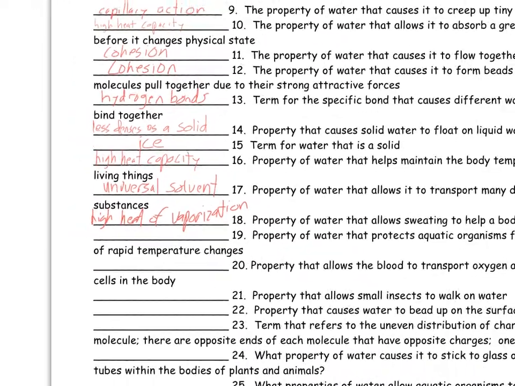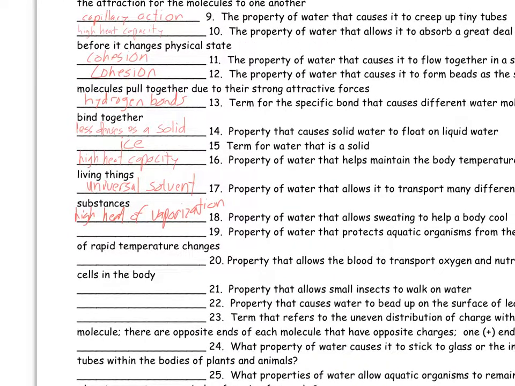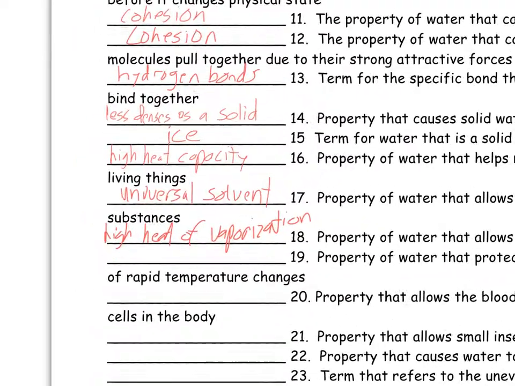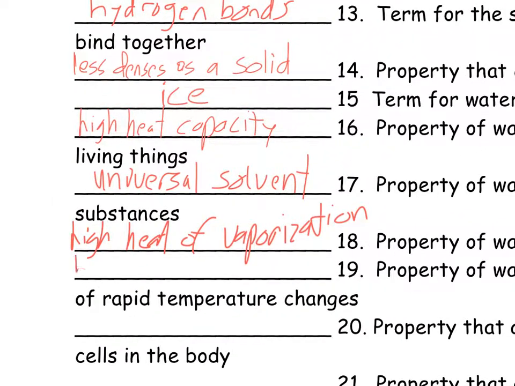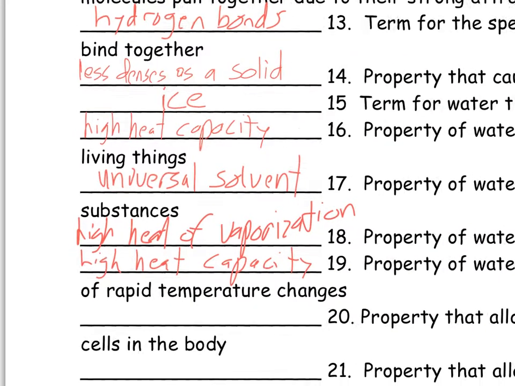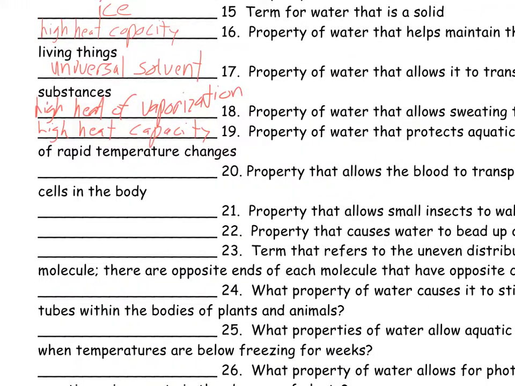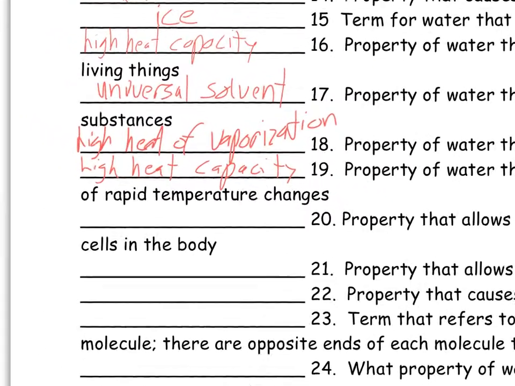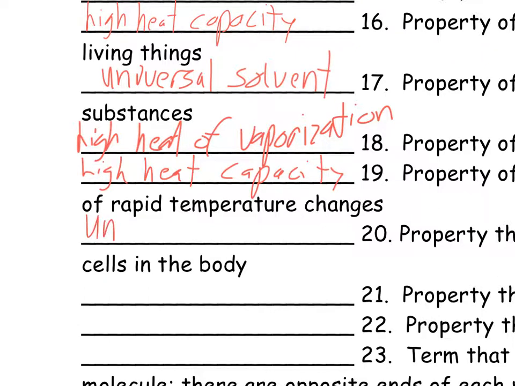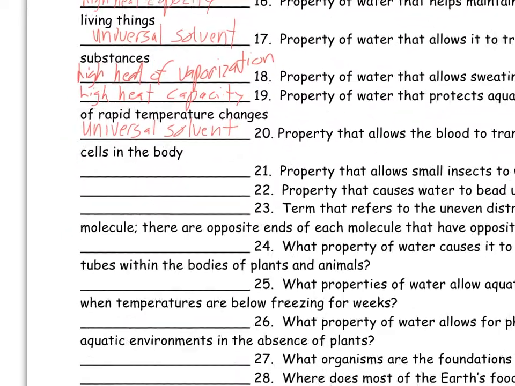All right, 19. Property of water that protects aquatic organisms from rapid temperature change. High heat capacity. 20. Property that allows blood to transport dissolved substances to cells in the body. We just said it a second ago. Universal solvent. Meaning that it's able to dissolve stuff and transport it throughout your body.